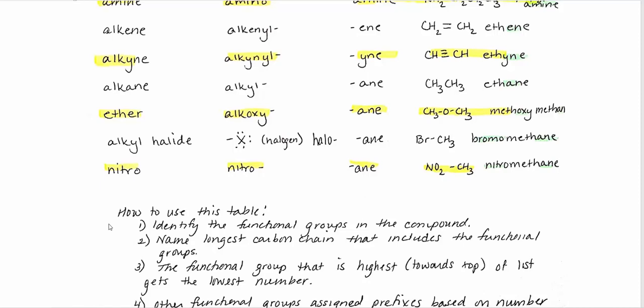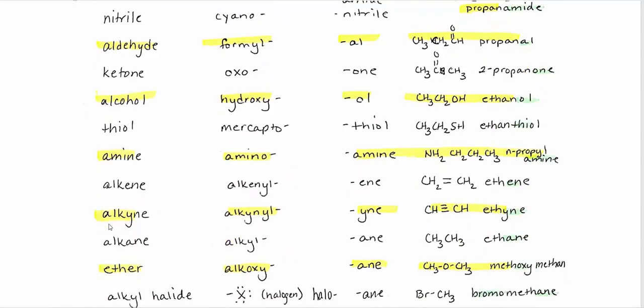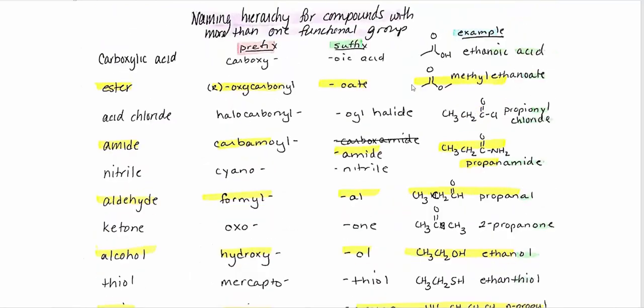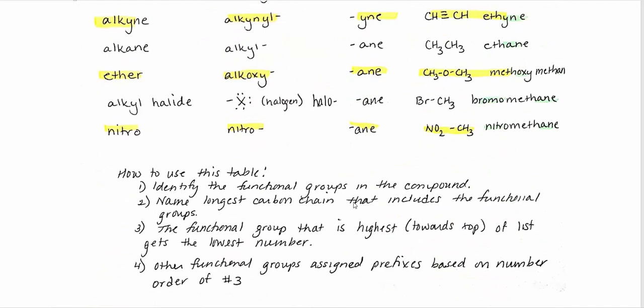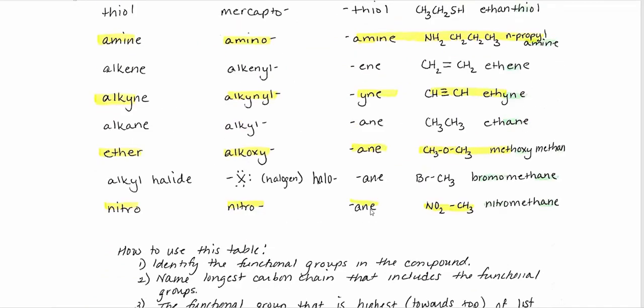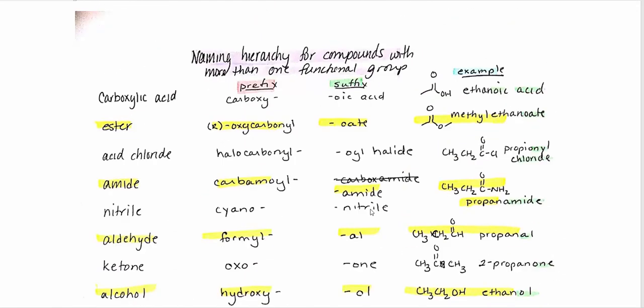The functional group that is highest or more towards the top on this list then gets the lowest number. It also gets the suffix. Then the other functional groups will be assigned the prefixes based on the number order that you assigned in the previous step. So the higher on this list, the more oxidized it is, then it gets to be this suffix.